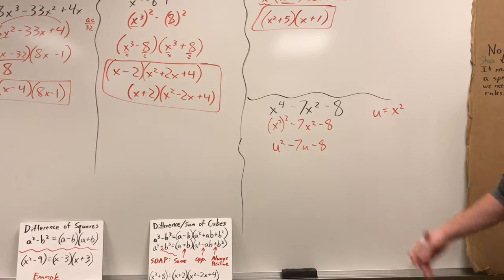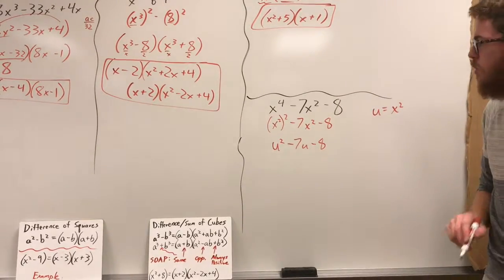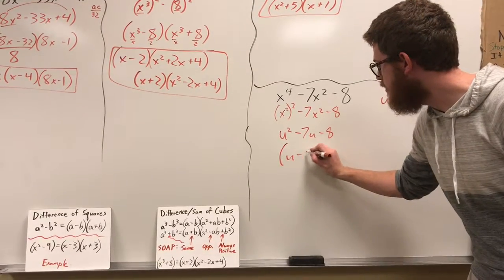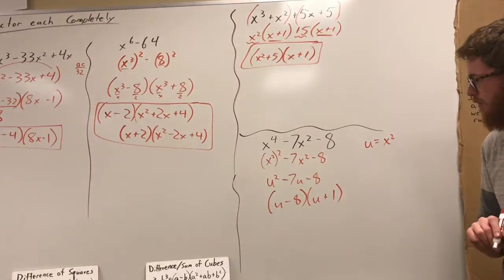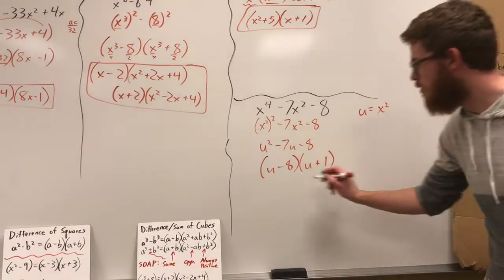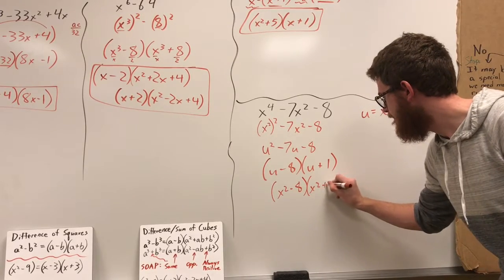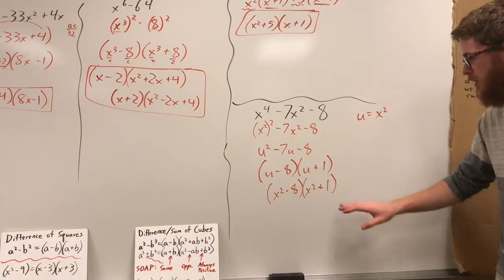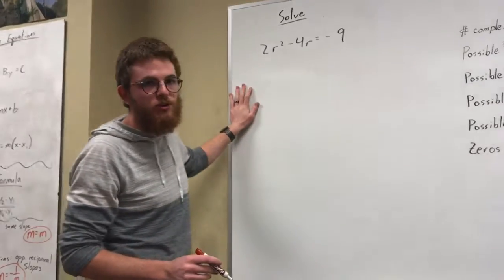Now this is a quadratic, and we can factor quadratics pretty easily. Since our leading coefficient's a 1, we're looking for two numbers that multiply to get a -8, add to get a -7, and this would be a -8 and a +1. Of course, we don't actually have u's in our problem, we have x's. So I'm going to replace the u back with an x. We can look to see if we can factor any more, and we cannot. And so this is our factored form. We are completely factored.